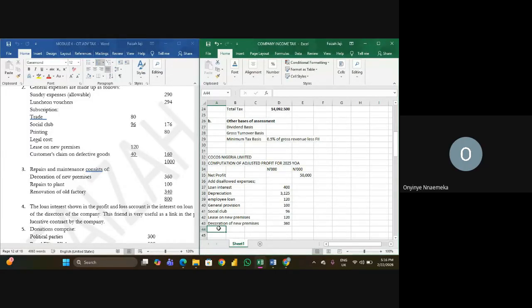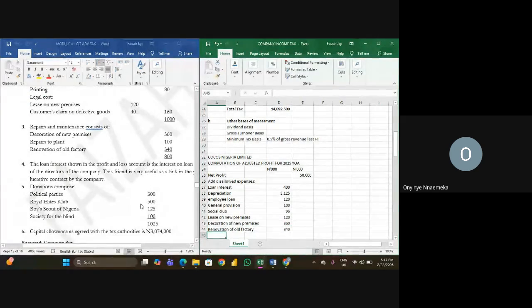So repairs to plants is an allowable expense because it is a repair. Renovation of old building is disallowable because it's a capital expenditure. Renovation means you are increasing the value of that building or its useful life. We have 340.